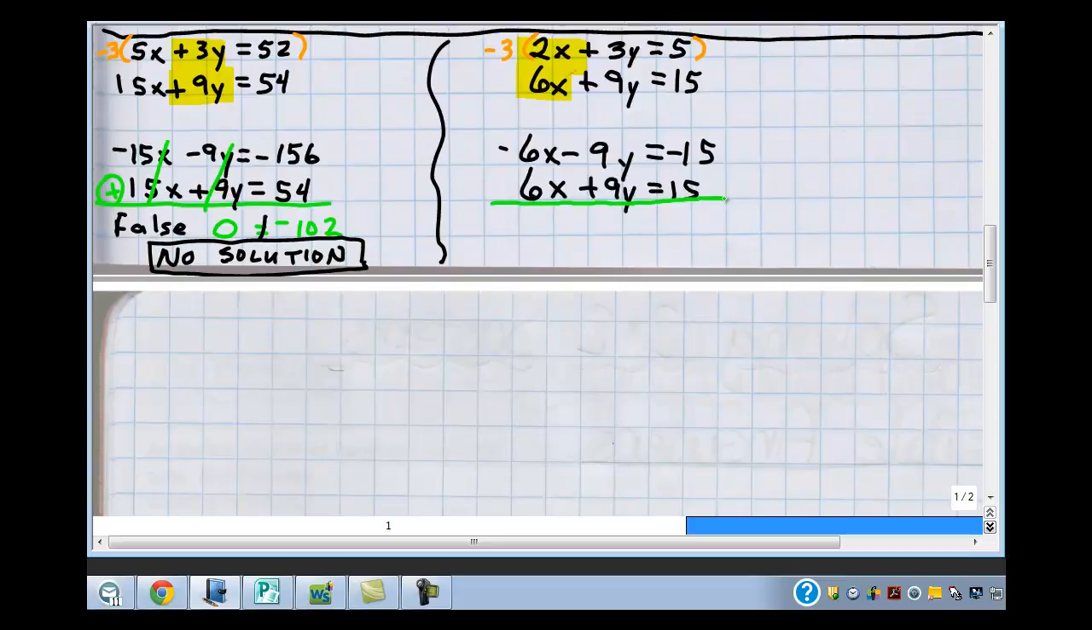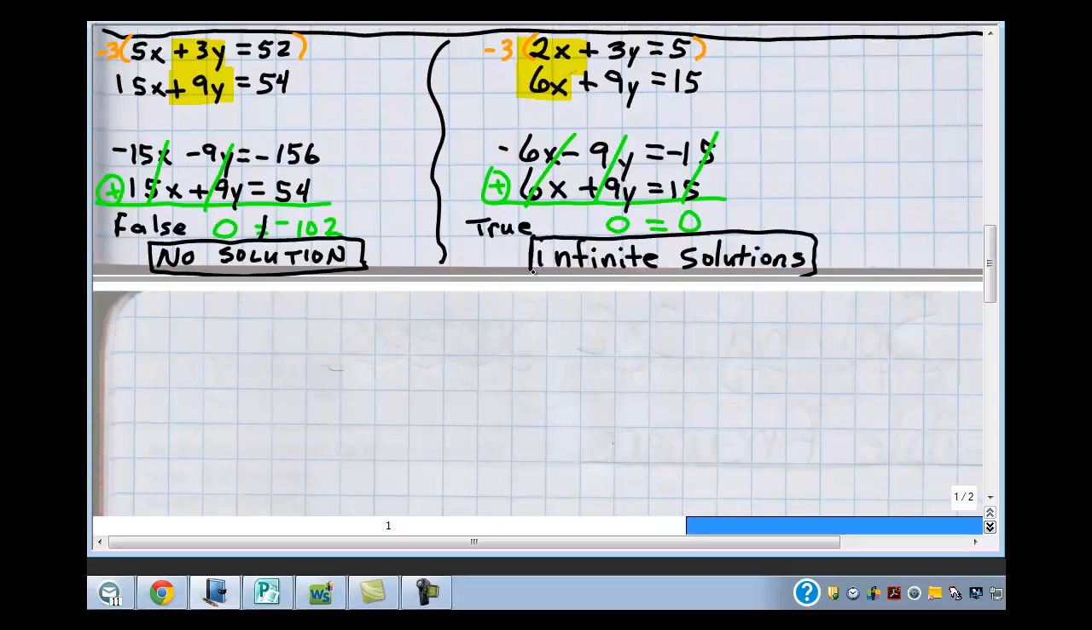And now let's draw our line and combine the two equations together. And notice that every one of these on the left side will cancel and give me 0. And on the right hand side, I also get 0. 0 equals 0 is a true statement. So therefore, there are infinite solutions.